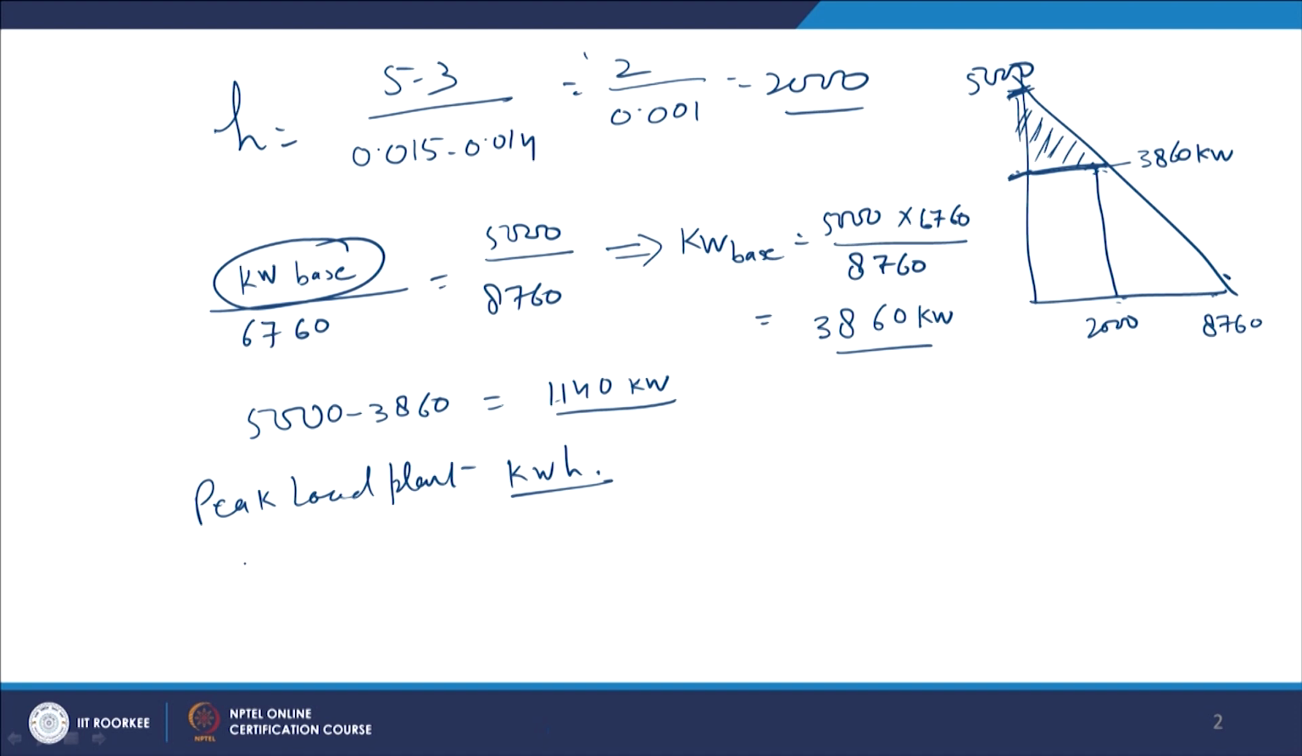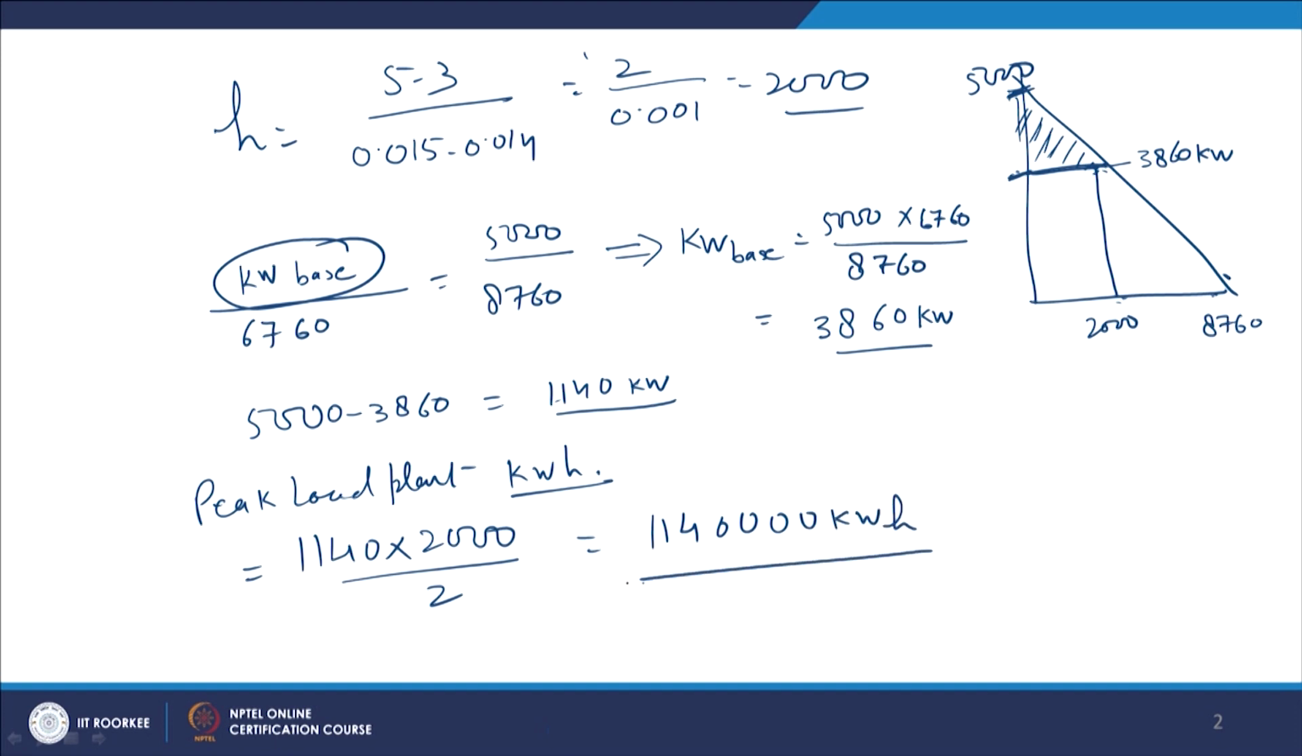So, the area of this triangle is going to be 1140 multiplied by the base, 2000, divided by 2, and this will give the annual energy generation as 114 kilowatt hours. This much of unit, that is what I said, even 1 paisa makes a lot of difference, right. So, this much kilowatt hour will be generated by the peak plant.